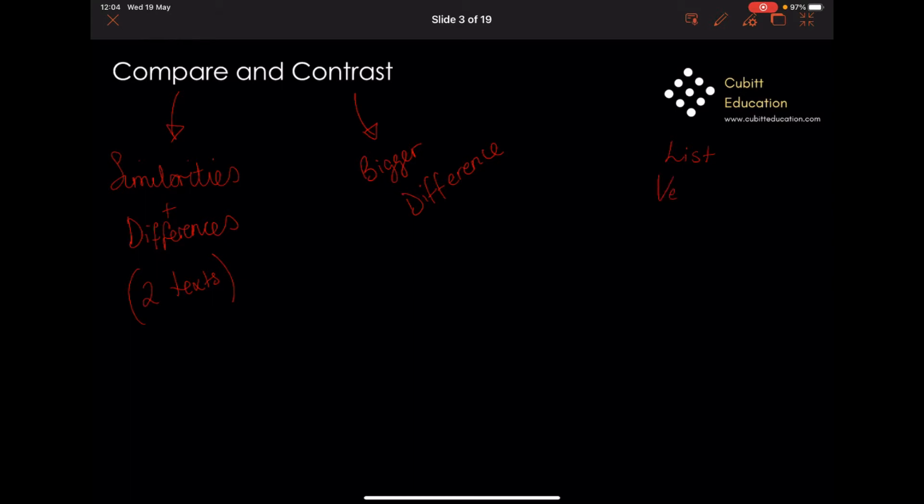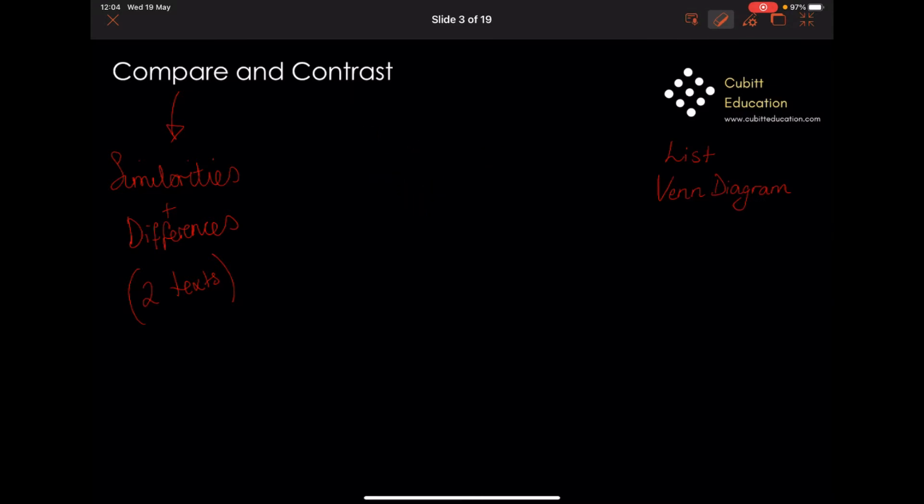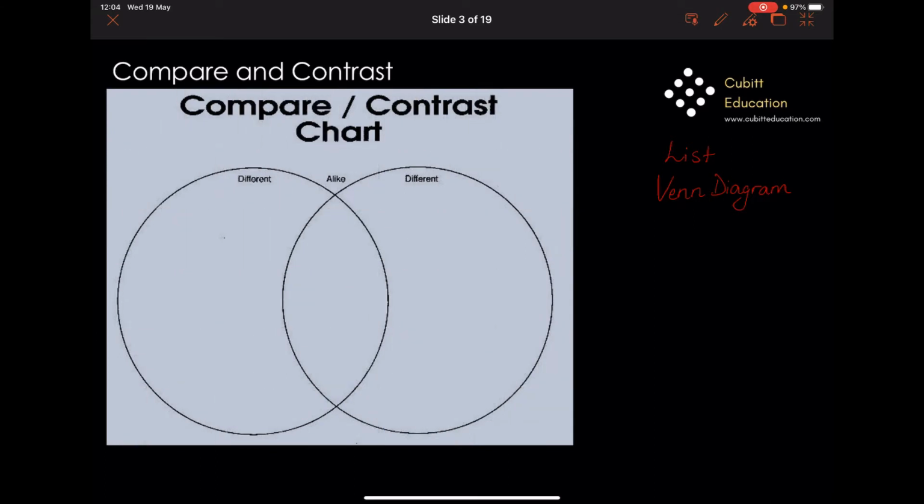Another way you could do that is using a Venn diagram. I'm going to show you an example of a Venn diagram just now. A Venn diagram is basically two circles that overlap, like this. It says compare and contrast chart, but it's also known as a Venn diagram. All the things that we find in text 1 that are individual would go in there, and all the things we find in text 2 that are individual would go in there.